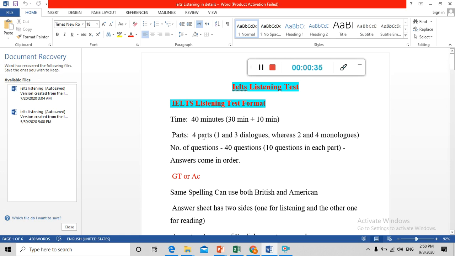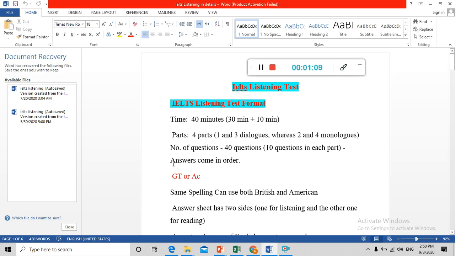Parts: we have 4 parts or 4 sections. Part 1 and Part 3 are dialogues, whereas 2 and 4 are monologues. This means in Part 1 and Part 3 we have 2 people or more talking, but in Part 2 and Part 4 there's one guy talking. Number of questions: 40 questions, 10 questions in each part.